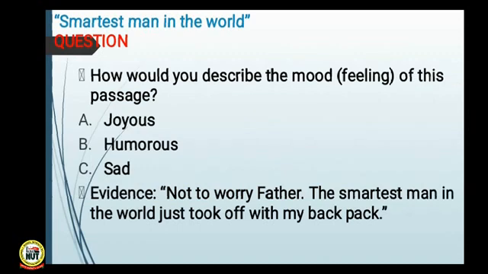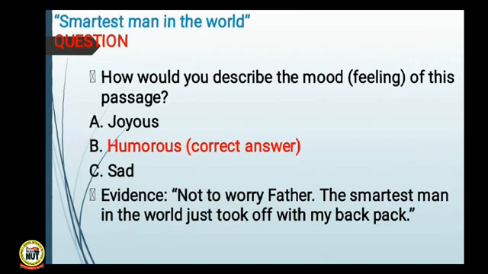The next question. How would you describe the mood, the feeling of this passage? That is the feeling. After you read, how did you feel? Okay, let me give you an evidence example. Did you feel joy? First, let us look at the options. Joyous, humorous, or sad? Evidence: "Not to worry, father. The smartest man in the world just took off with my backpack." That's a hint. So what do you think? How would you describe the mood of this passage?